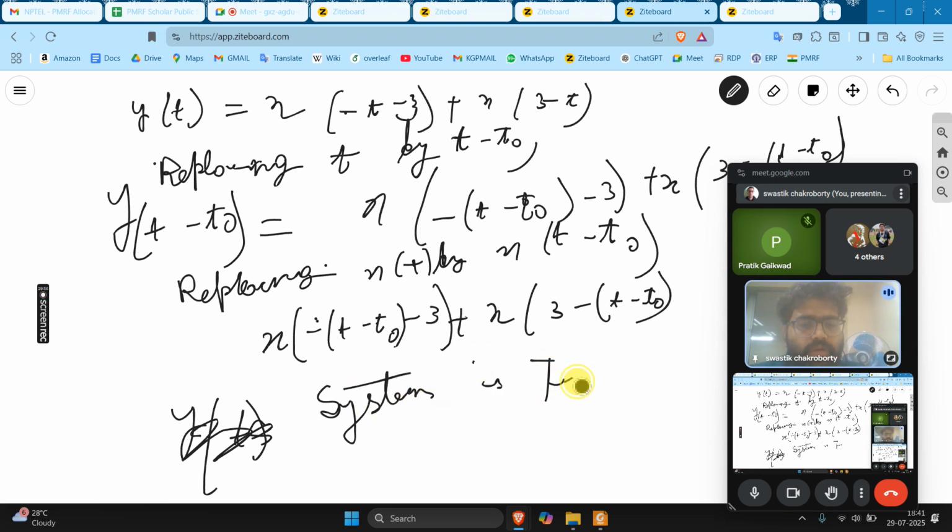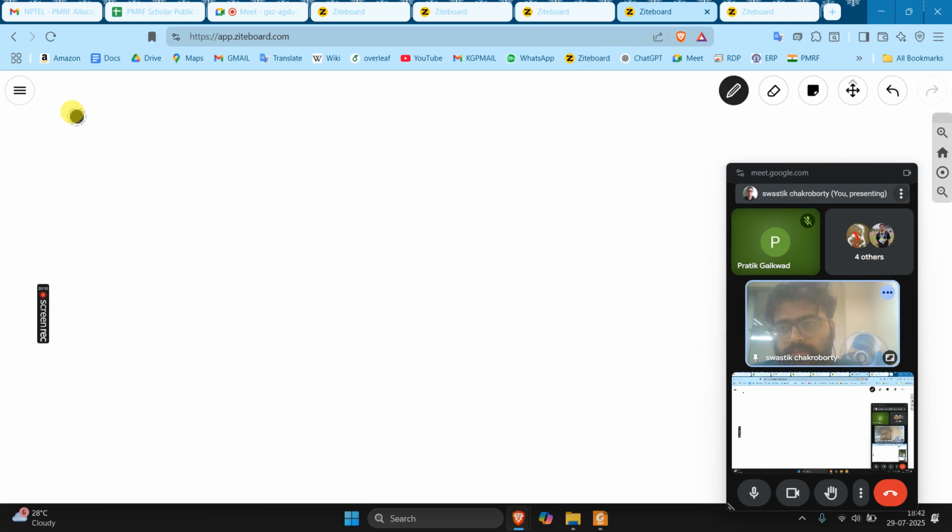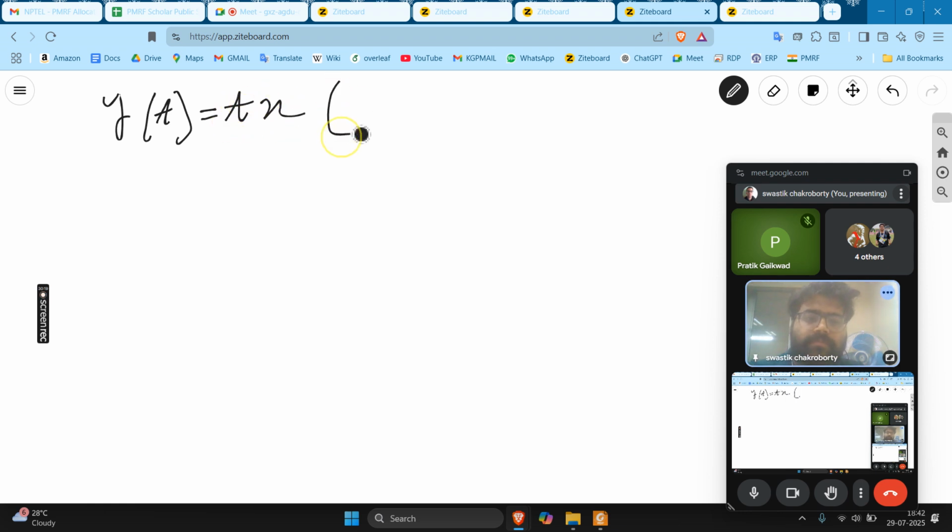Now this will look very trivial, because you will feel like we have done the same thing twice. So I will give you a counter example where you can clearly see the distinction. So here you see y(t) is equal to t x(t) minus 3.